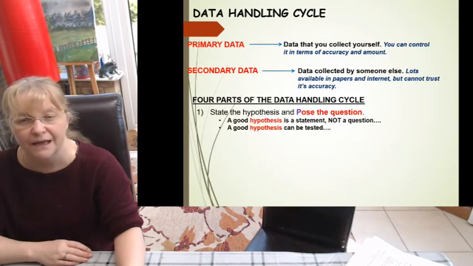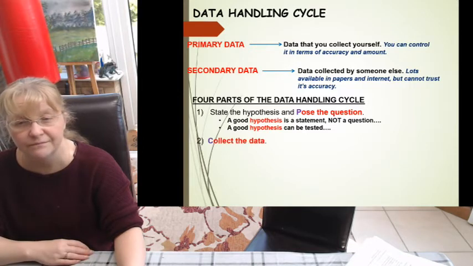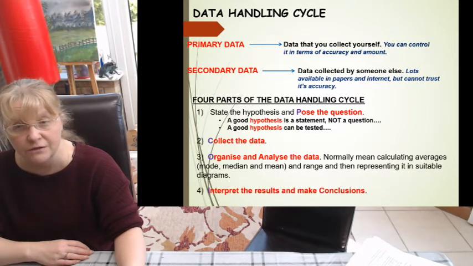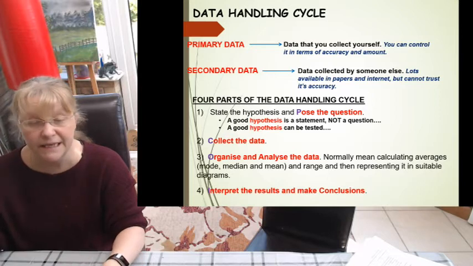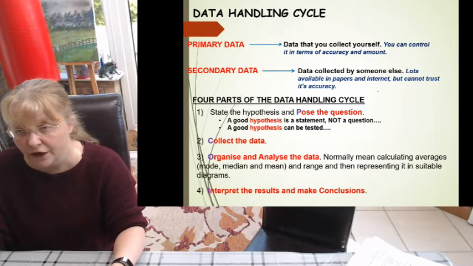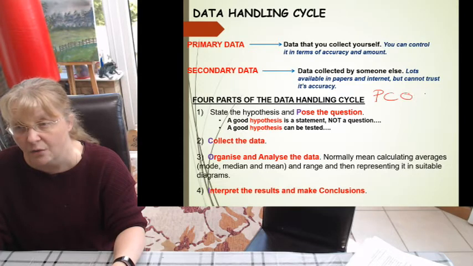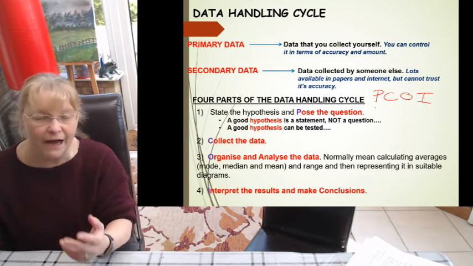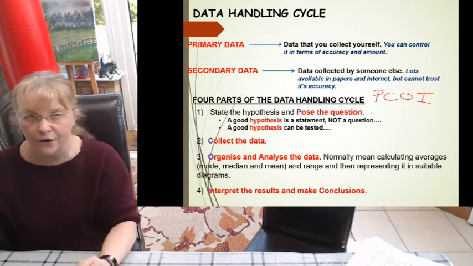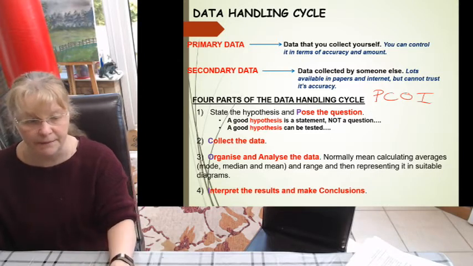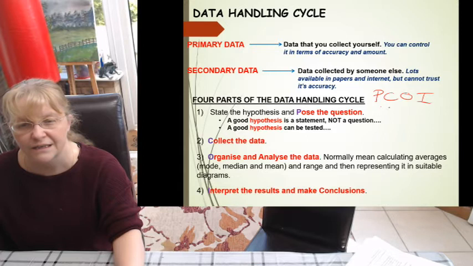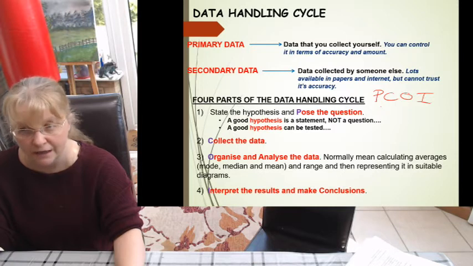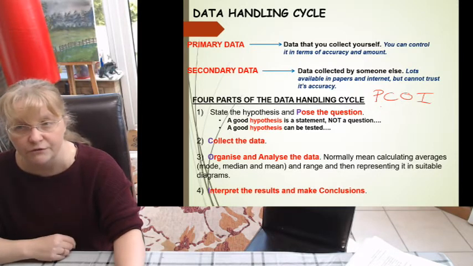Okay, welcome back. And as we did, we pose the question, we collect the data, we organise the data, and we interpret the results. So the way to remember this is PCOI. It's a really good way to remember the information. Remember in acronyms, in songs, and in dance. Normally I would sing and dance, but I think that might be a little bit embarrassing here. So when you do this, write down PCOI and remember, pose the question, collect the data, organize the data, interpret the results.